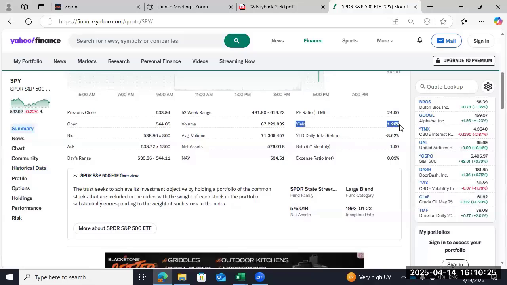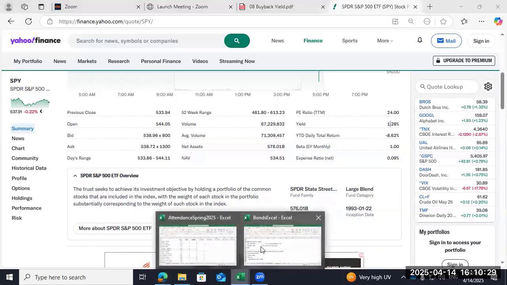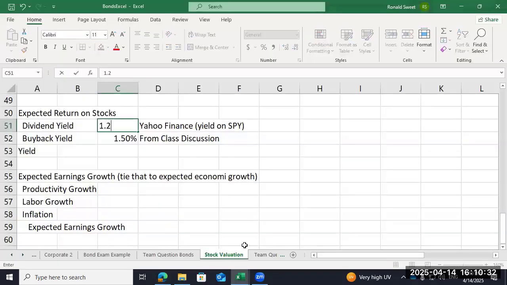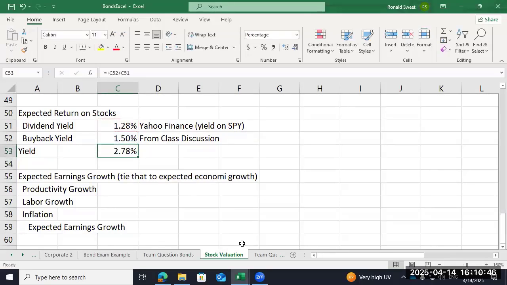And its current yield, right? Wow, look at that. It's 1.28%. Really, really low right now. Remember, historically, that was 4.4% at the time the Barclays wrote their article. So that's down dramatically. But the dividend yield is being increased by the buyback yield. So the current yield today is 2.78% versus the number they were using, 4.4%. Questions on that?